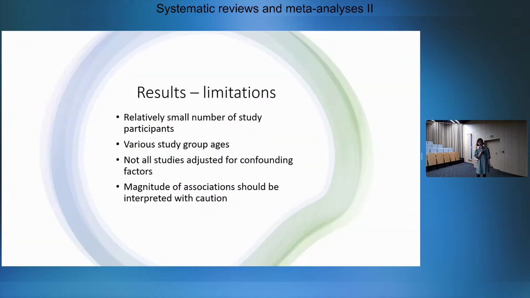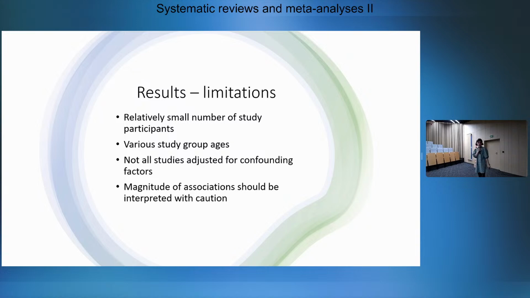The limitations of our results were that most of those studies used a relatively small number of study participants. It was usually approximately 30 to 100 people, so it is not a very big database. There were also various study group ages, because they either used senior citizens or young adults. So there was also a possibility that those groups would vary. And not all of the studies adjusted for confounding factors, such as diabetes and other diseases that could potentially raise zonulin level.